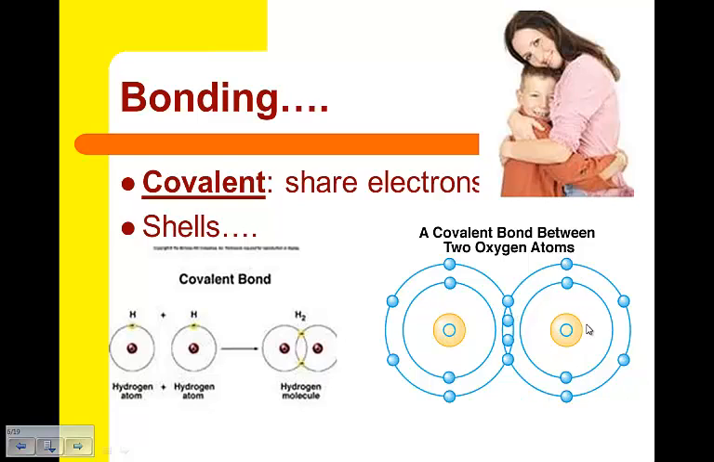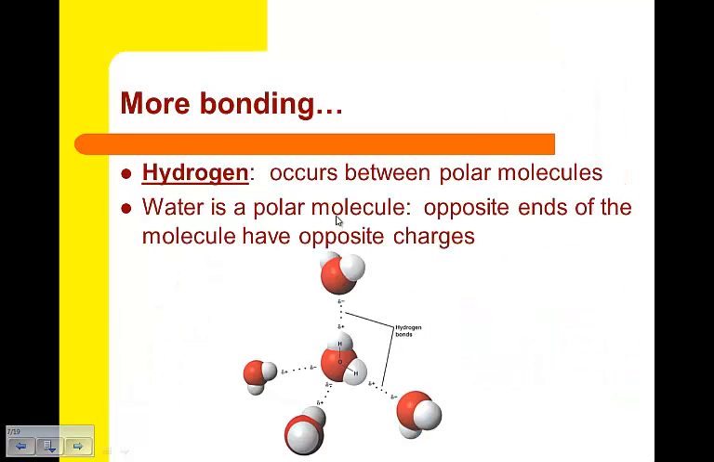And so this oxygen's happy now, and this one is, because they both now have 8 in their outer shell. All right, so that's covalent. You're sharing electrons. Another type of bonding, very, very important type of bonding. It's called a hydrogen bond. And water is this magical substance. And it's magical because it has all these awesome properties to it.